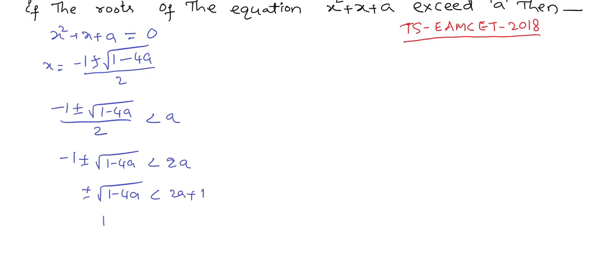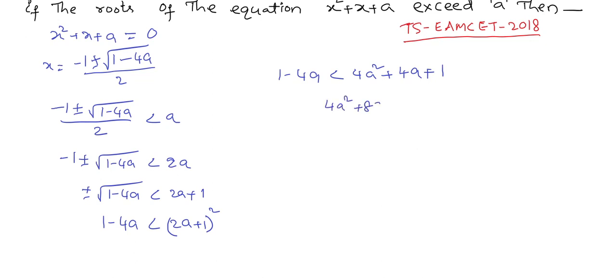Squaring on both sides, that 1 minus 4a less than 2a plus 1 whole square, that is 4a square plus 4a plus 1. So both sides 1, 1 cancel, that is 4a square plus 8a greater than 0. Take 4a common, that is a plus 2 greater than 0.